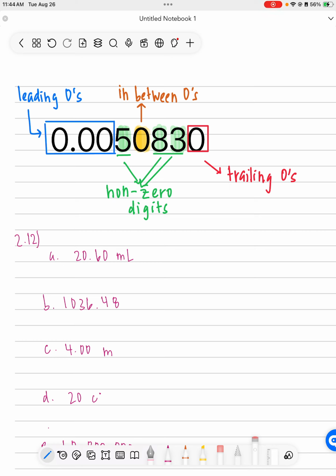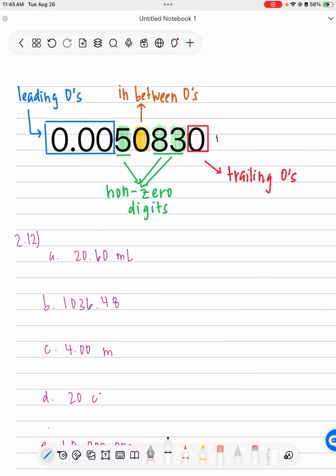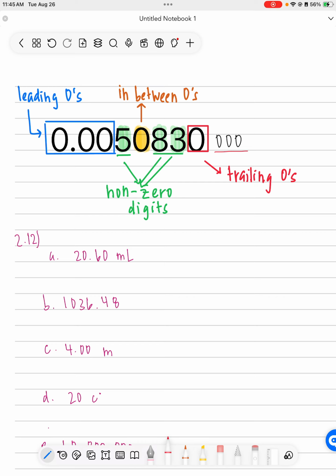We see that we have a zero here and here. This is called an in-between zero, and it's significant. And all trailing zeros are significant. So even if we added a whole bunch of zeros to these numbers, they would still be significant.